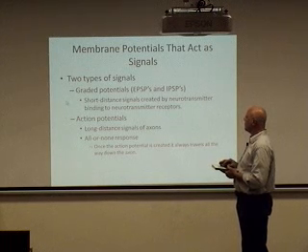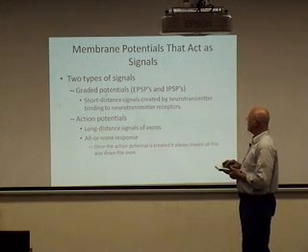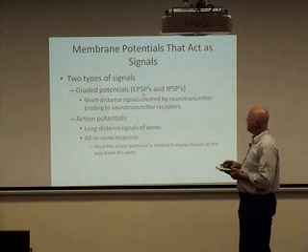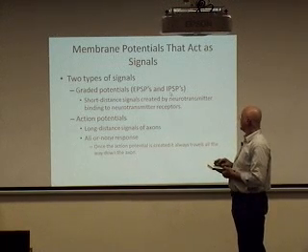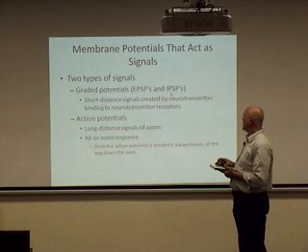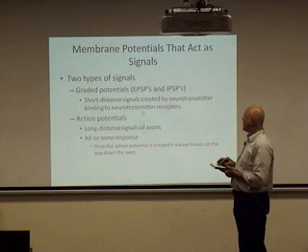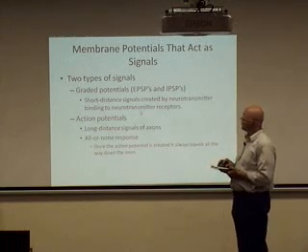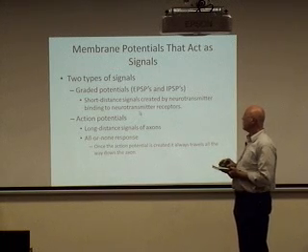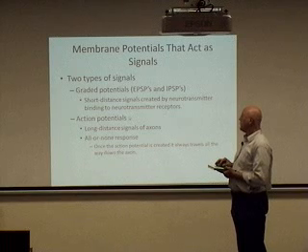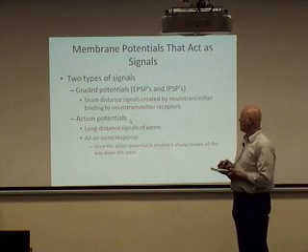Again, there are two types of signals. There are the graded potentials. We have EPSPs, excitatory postsynaptic potentials, and IPSPs, inhibitory postsynaptic potentials. They are short distance electrical signals, very small electrical signals that are caused by the neurotransmitters binding to the receptors. And then we have the action potentials, the electrical impulse.